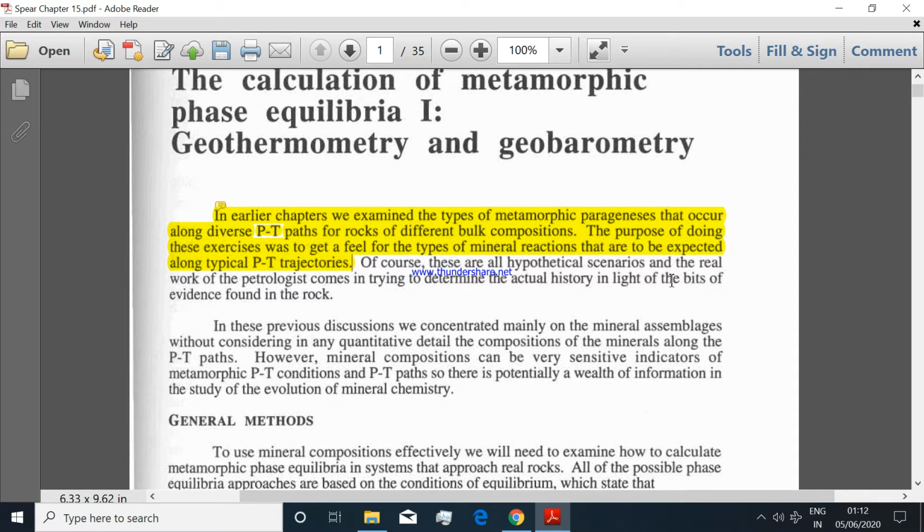But these are the hypothetical scenarios, and that is really where the petrologists come in, trying to determine the actual history in the light of the bits of evidence found in the rock. In these previous discussions, we concentrated mainly on the mineral assemblages without considering any quantitative detail. We did not do that. The compositions of the minerals along the pressure temperature paths.